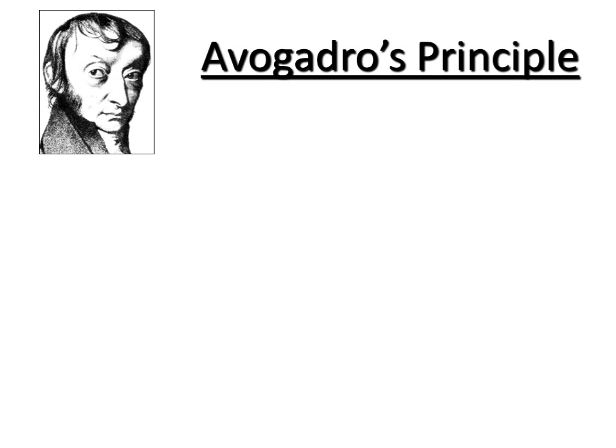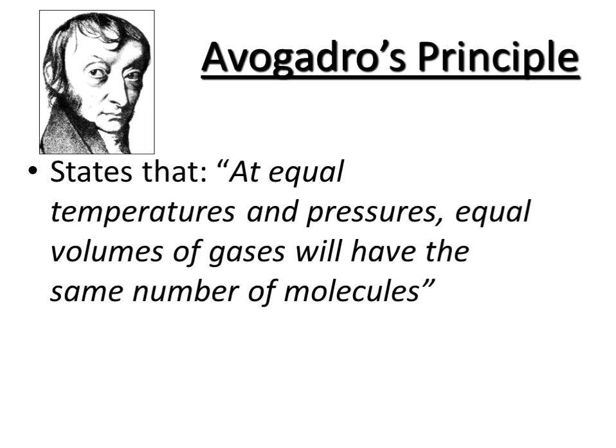Amedeo Avogadro, the Italian physicist that gave us Avogadro's number, which defines the mole, that number has its basis in what's known as Avogadro's principle. And this principle states that when you have two different gases that are at equal temperatures and pressures, equal volumes of those gases will have the same number of molecules. And so the question is, why is this true?